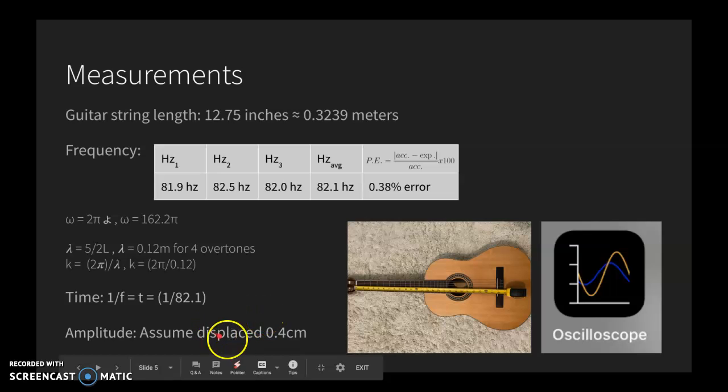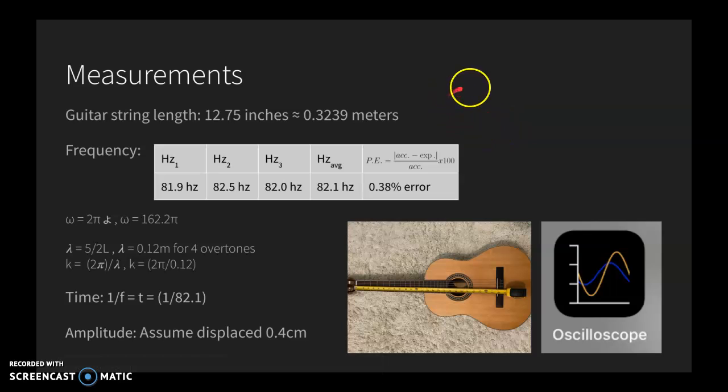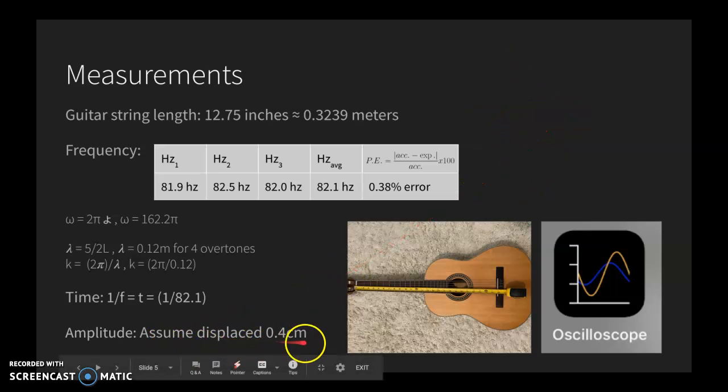And so the amplitude, which is just the displacement. So if you have a wavelength going like that, the peak and low point is just how much you displace it, or how much you pull on the string. So we're just going to assume we displace it about 0.4 centimeters.